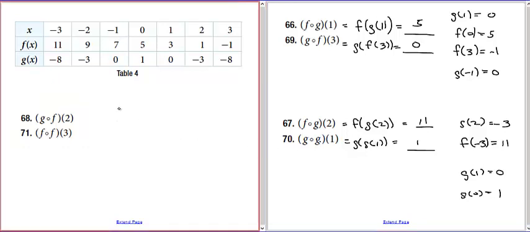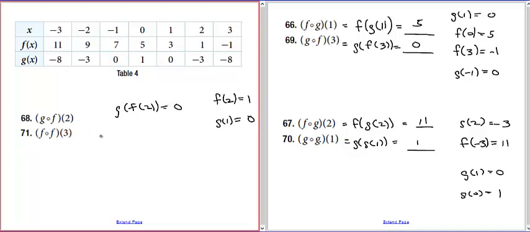And finally here we have g of f of 2, something. So we're going to do f of 2. Here's x equals 2. F of 2 is 1. We use that number. G of 1. So, let's make sure we did this right. F of 2 is 1. And then we do g of 1, which is 0.